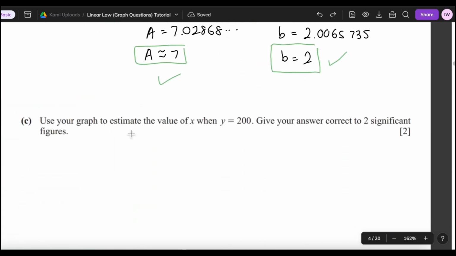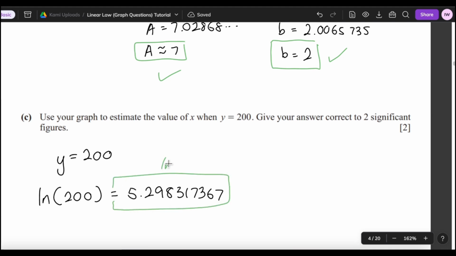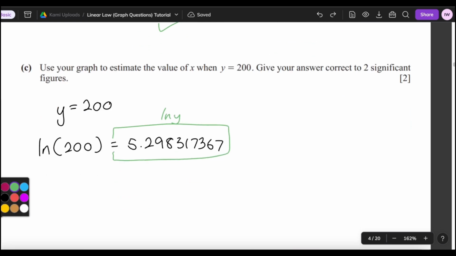So if I have y equals to 200, I just need to check, well, what would ln of 200 look like? Ln of 200 is equal to 5.298317367. So what I need to do is check what this ln y value looks like on the graph and what kind of x squared value that returns. So we're going to look for 5.29 on the graph itself.